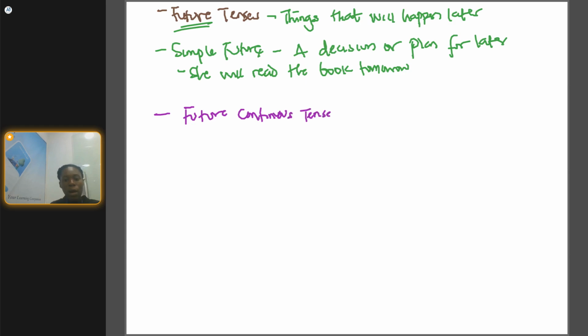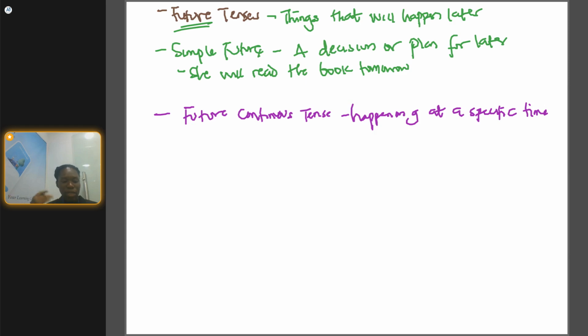Okay, so when you talk about future continuous tense, you're talking about something that will be happening at a specific time. So you can think about watching a movie tomorrow by a certain time.